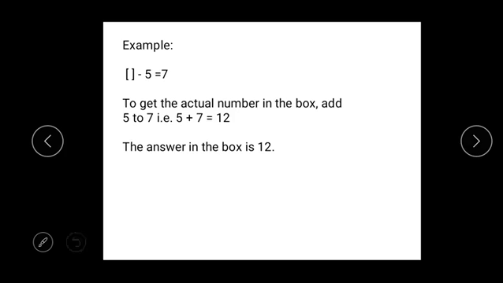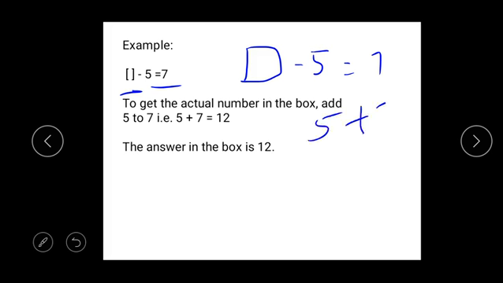Now let's look at the second example. You can see that the empty box is in front. So when the empty box is in front, you know that you are adding the two numbers that are given. This is actually the question: empty box minus 5 is equal to 7. So that means we are adding 5 and 7 together.